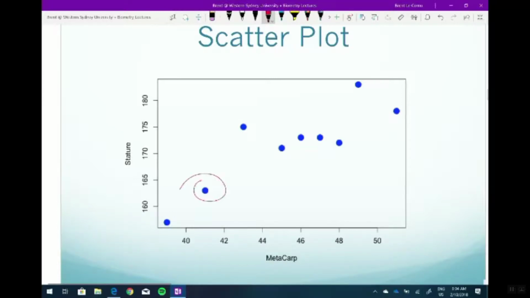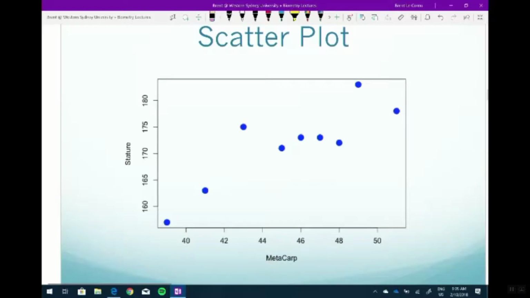So this person here, whoever they were, their metacarpus length was about 41, must be in millimeters, and their height was about, let's say, 163, 164, something like that, centimeters. Okay? So that's for a single individual. Every point represents one person. Okay? So this is what we want to do.